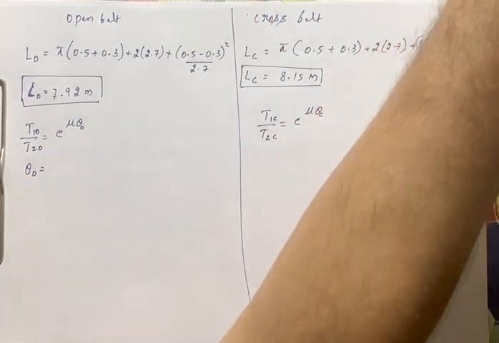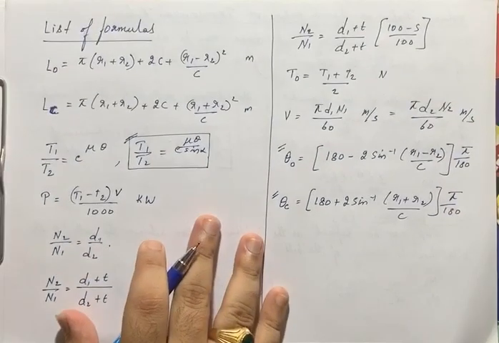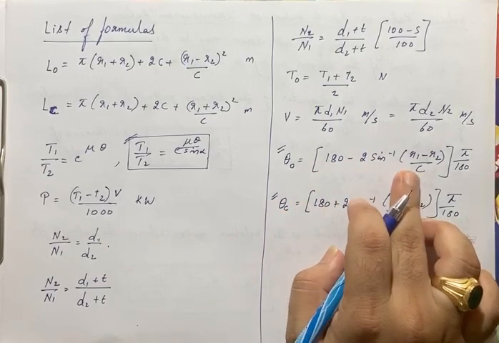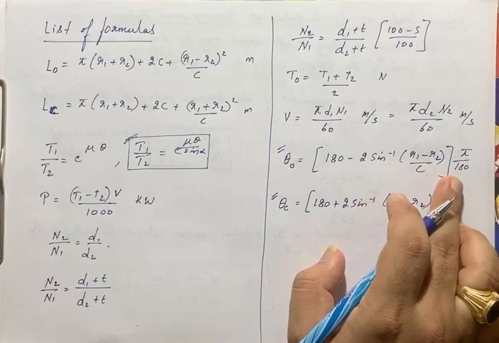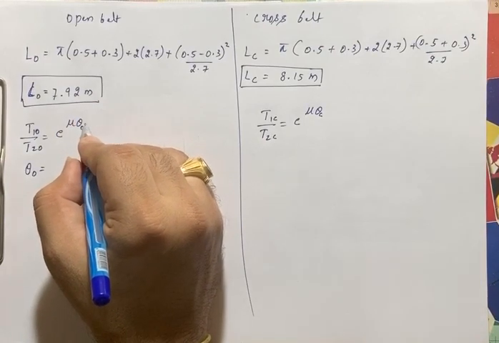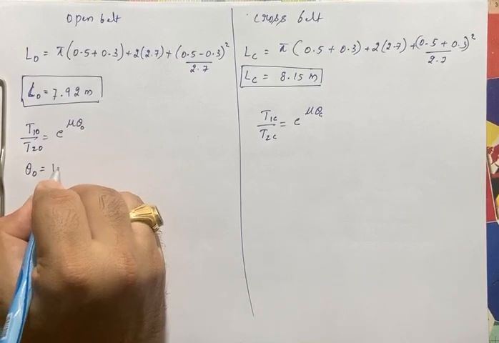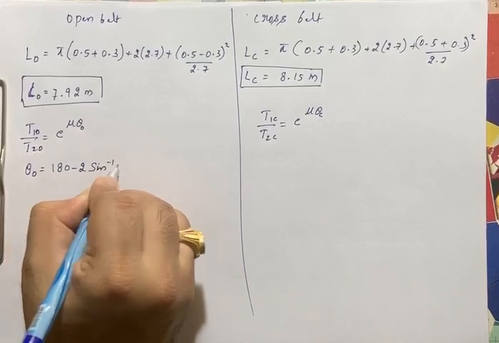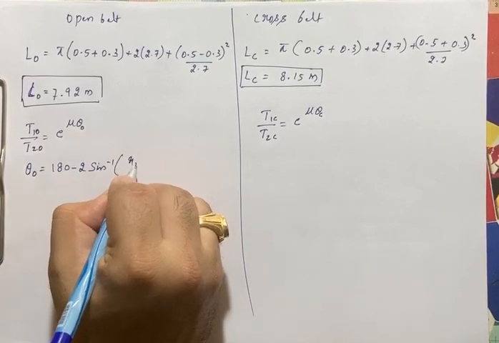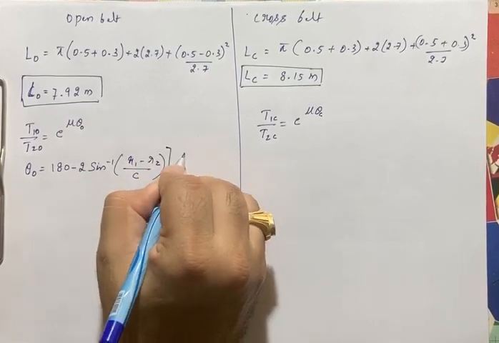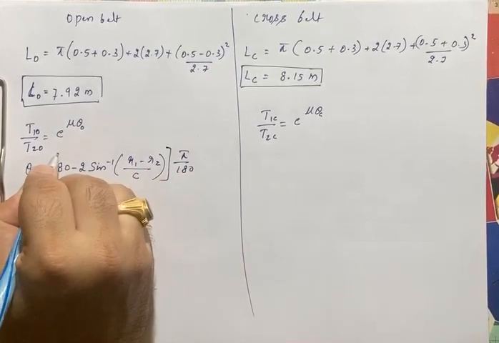Theta O is the angle of contact. The angle of contact we have is 180 minus 2 sine inverse of R1 minus R2 divided by C, into pi by 180. Always remember this theta should be in radians. Now I will write the formula, that is 180 minus 2 sine inverse of R1 minus R2 divided by C into pi by 180. Right.